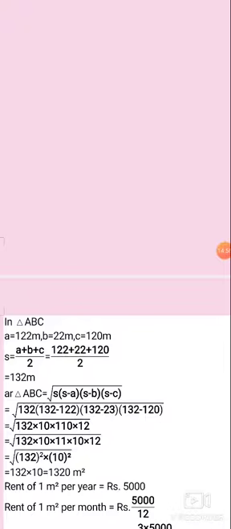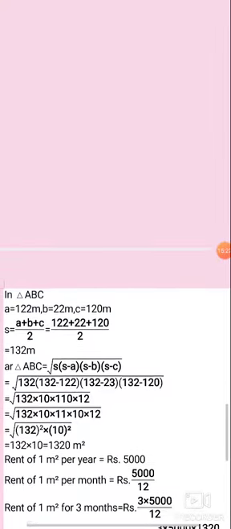132 square. That is, 11 into 12 is what? 132. So 132 into 132 becomes 132 square, then into 10 square. Then outside the square root, what? That square vanishes. Then 132 into 10 is equal to 1320 meter square, which is the area of that triangular portion.